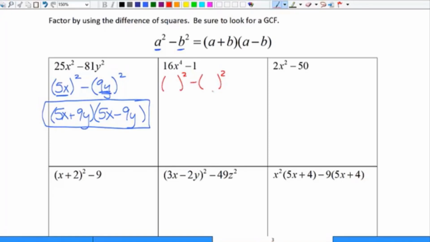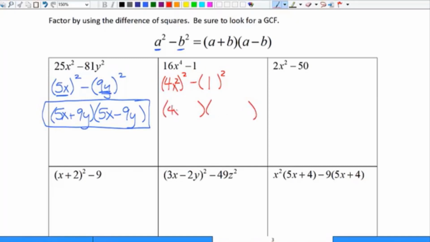So I'm going to see if I can rewrite it as something squared minus something squared. It is a minus, so we do know that this is factorable. 16x squared can be rewritten as 4x squared, because 4 times 4 is 16, and x squared squared is x to the 4th. So 4x squared times itself truly is 16x to the 4th. Now 1, sometimes students forget about this, but 1 is a perfect square. It's just 1 squared.